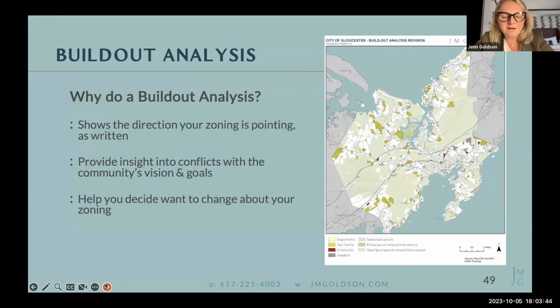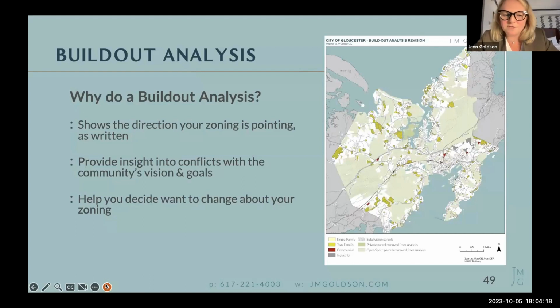And then the question is, well, why do you want to do this? If it's just theoretical, it's probably never going to happen. Why do you want to do it? It shows you, zoning is a policy, right? It's something that people made because they wanted to see their community develop or not develop in certain ways. And so zoning creates opportunities, and it creates limitations, in addition to infrastructure limitations and environmental and other physical constraints. So it shows, well, what direction is your zoning pointing in as written? And it can provide insights.